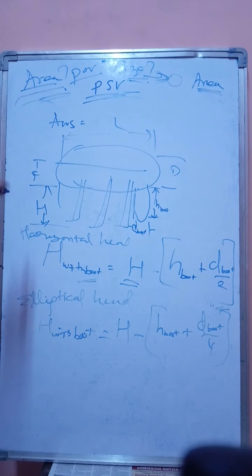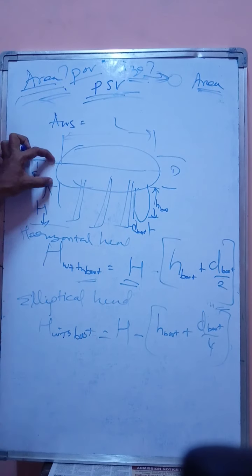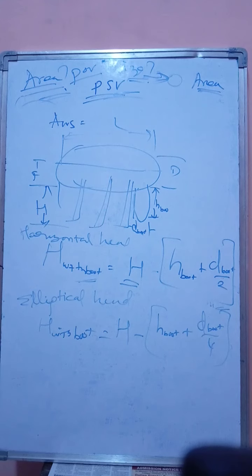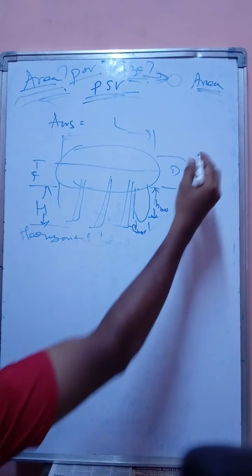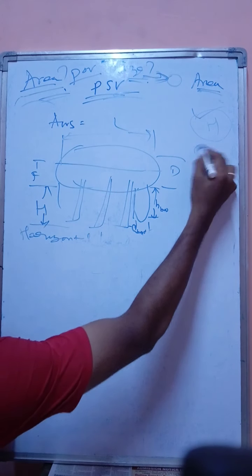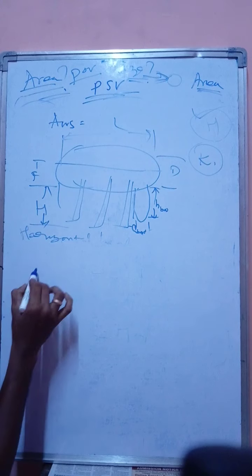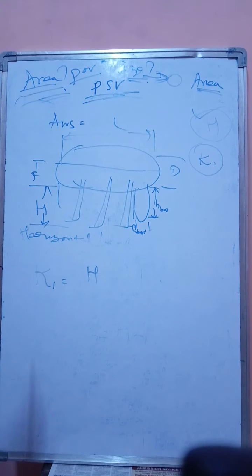After finding the head, we have to find out the initial liquid level. What is the liquid level that we have? We are going to use the formulas continuously, so remember everything. First we found the H, and then we have to find out K, which is the effective liquid level that is available. So K1 equal to H plus F, right?